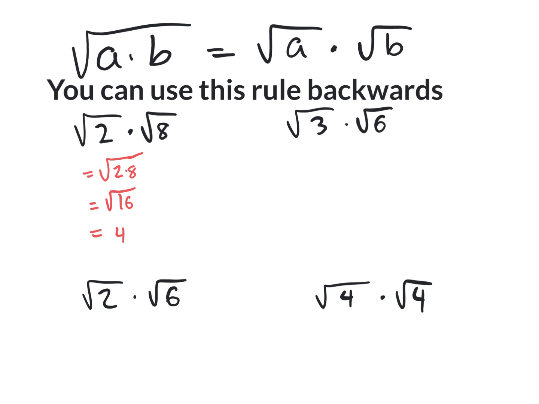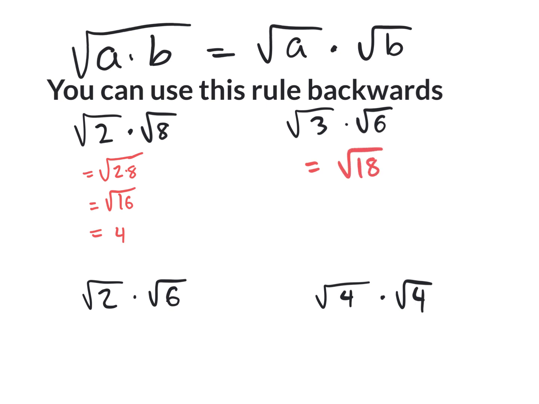Even when you don't end up with a nice, perfect square number like this one, like right here, the square root of 3, could you do it? No, you can't. The square root of 6, could you do it? No, you can't. So at the very least, we could multiply them together. That way it looks a little nicer. That would be the square root of 18, right?